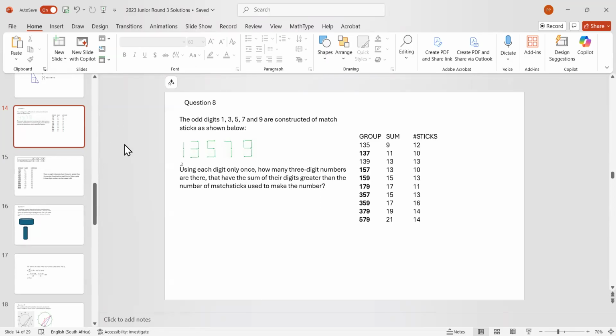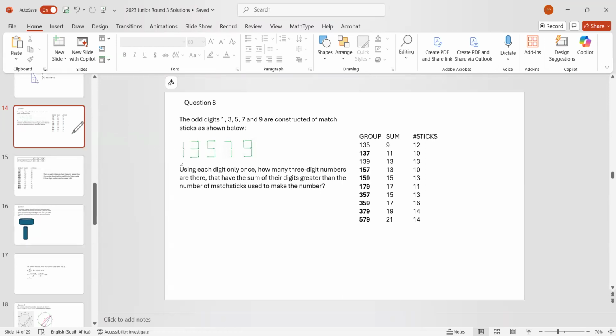We move on to question 8. Question 8 reads as follows. The odd digits 1, 3, 5, 7, 9 are constructed of matchsticks as shown below. Well, you can see the picture there. Using each digit only once, how many 3-digit numbers are there that have the sum of their digits greater than the number of matchsticks used to make the number?